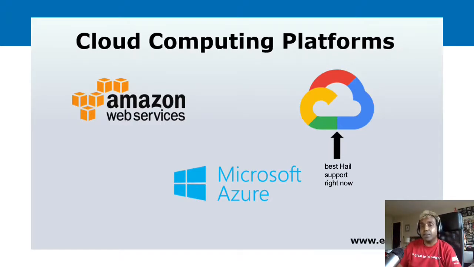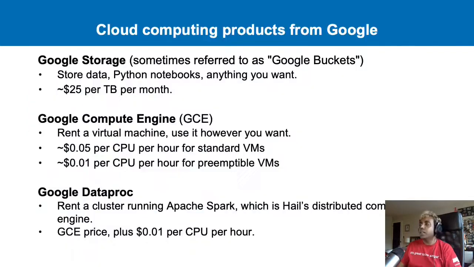So these are the three main cloud computing platforms that I am aware of for genomics. There are multiple other cloud computing platforms, but these are the three mainly used for genomics. And the best Hail support, which I mentioned at the end of the last video, is using Google Cloud. So let's talk about the cloud computing products from Google. These would be Google Storage, Google Compute Engine, and Google Dataproc.